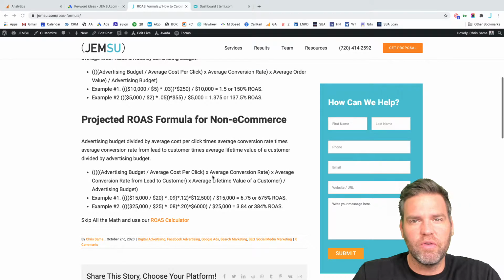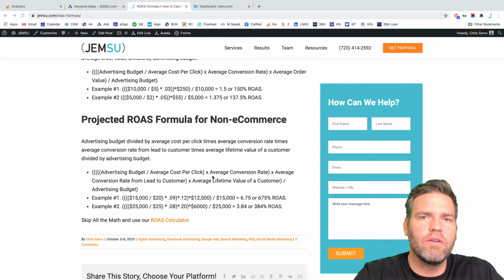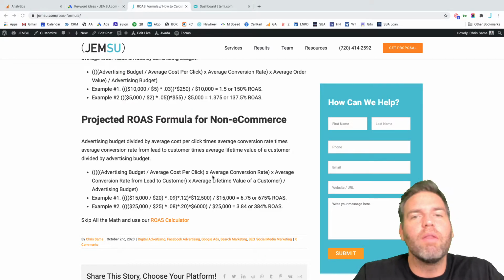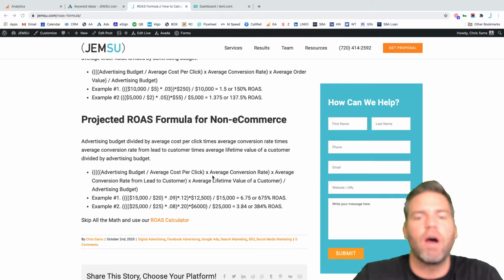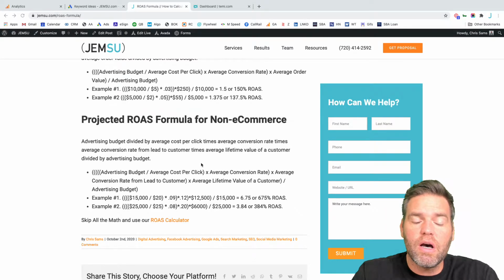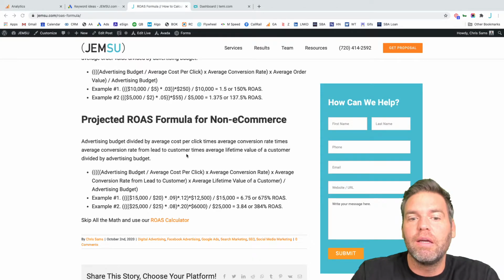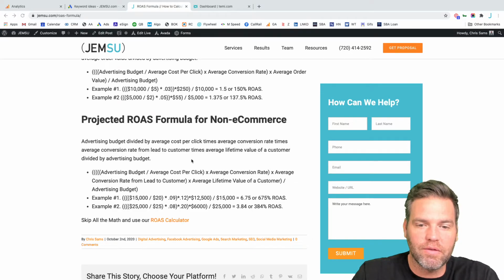For non-e-commerce, if you're a service-based business and you just get leads, then you're going to need to be able to find out what the conversion rate is from a lead into a customer, and then the lifetime value of that customer if they are a repeat customer. So the projected return on ad spend formula for non-e-commerce is your advertising budget divided by the average cost per click times your average conversion rate times your average conversion rate from a lead into a customer times the average lifetime value of a customer divided by your advertising spend.